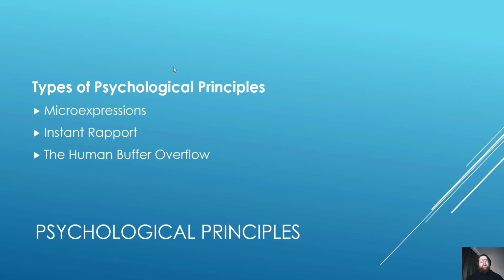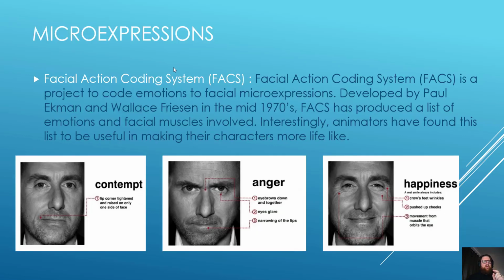We have types of psychological principles: micro expressions, instant rapport, the human buffer overflow. Okay, psychological principles. So micro expressions: the Facial Action Coding System, FACS. The Facial Action Coding System is a project to code emotions to facial micro expressions, developed by Paul Ekman and Wallace Friesen in the mid-70s.